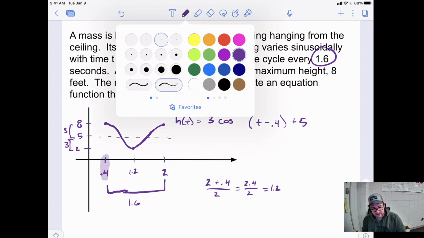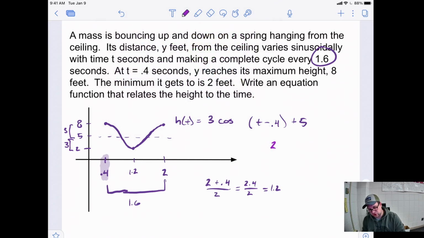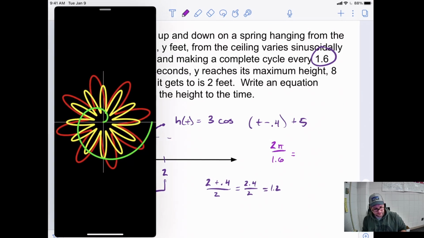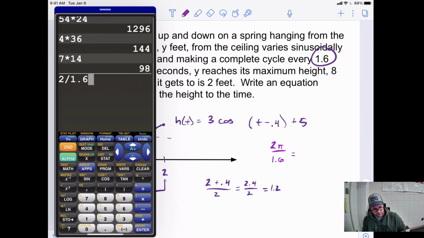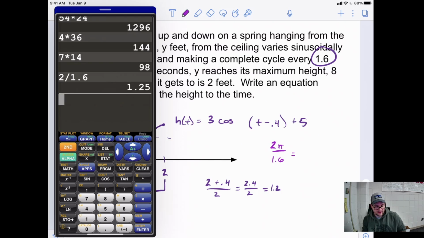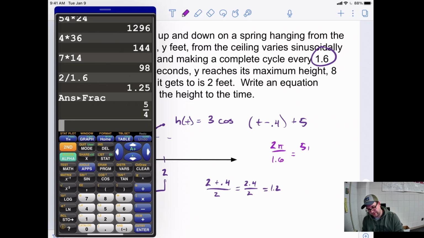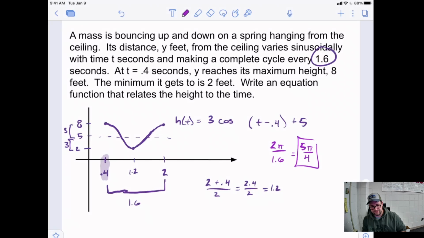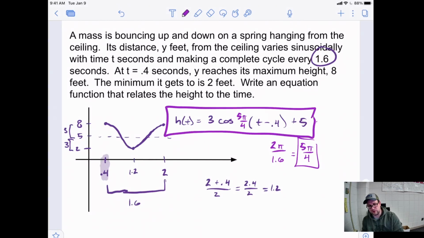Now, our b value is going to be found just by taking 2 pi and dividing that by our period, which is 1.6. 2 divided by 1.6, let's pull a calculator out here, see if we can get a nice number out of this. 2 divided by 1.6 is 1.25, and if we math frac that, that would be 5 pi over 4. This is the same thing as 5 pi over 4, which will be our b value. So we'll put our 5 pi over 4 right here, and this would be the function that models the spring.